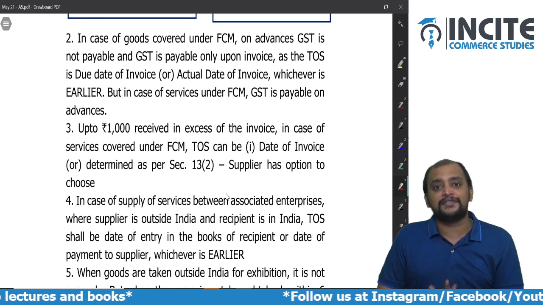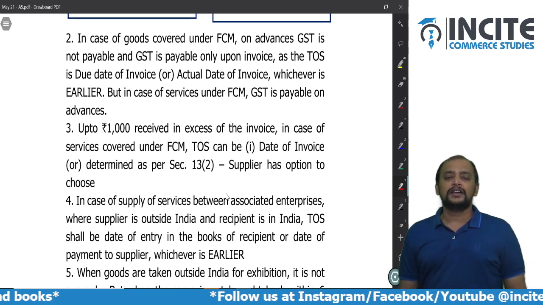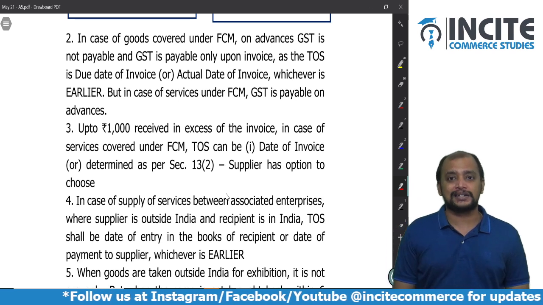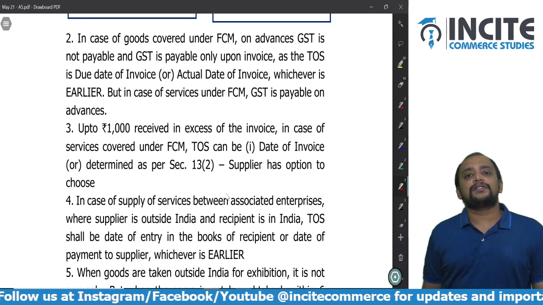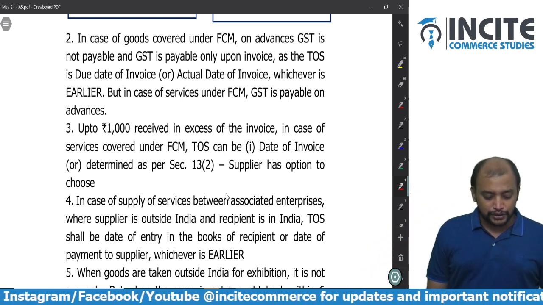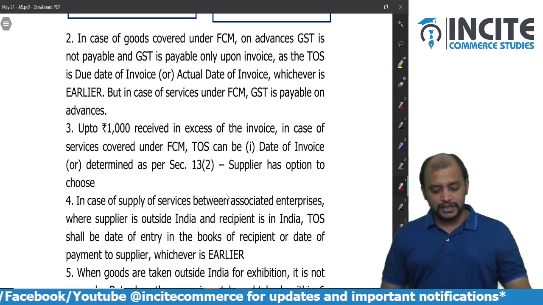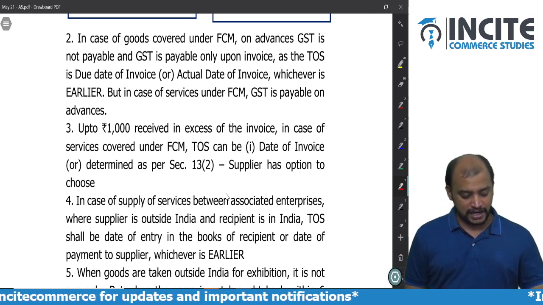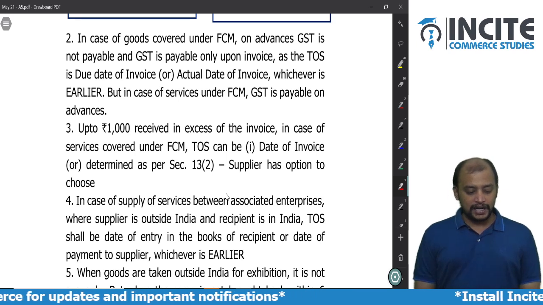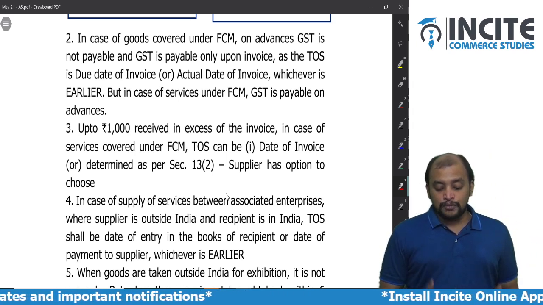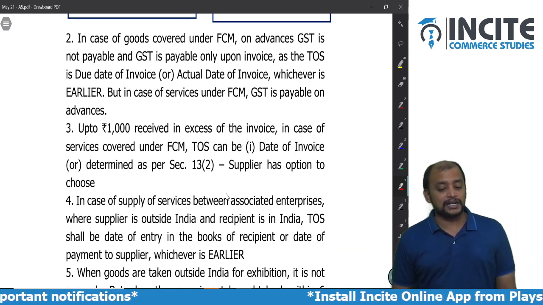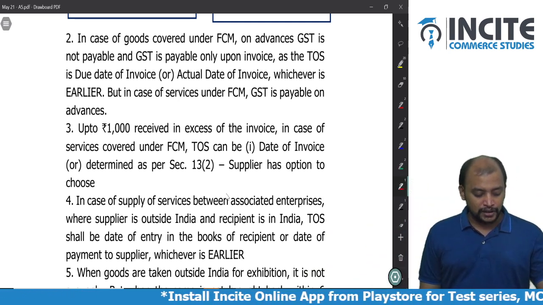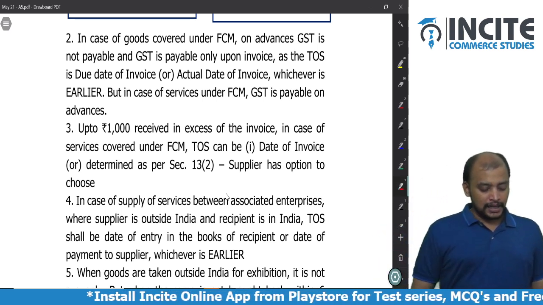Or you go for the date of invoice. But who will not go for the date of invoice? Definitely everyone will go for the date of invoice only. Anyhow, let that be reflected in the next month's invoice; at that time itself, we will pay GST. Why do we need to pay GST this month? So, for administrative convenience, this point has been added. Please see. Up to 1,000 rupees received in excess of the invoice in case of services covered under FCM. It is applicable only in case of services, not in case of any other thing. Then, time of supply can be the date of invoice, or that determined under subsection 2 of 13. Normal provisions or date of invoice. The supplier has the option to choose between them. Got it? Then, next one.